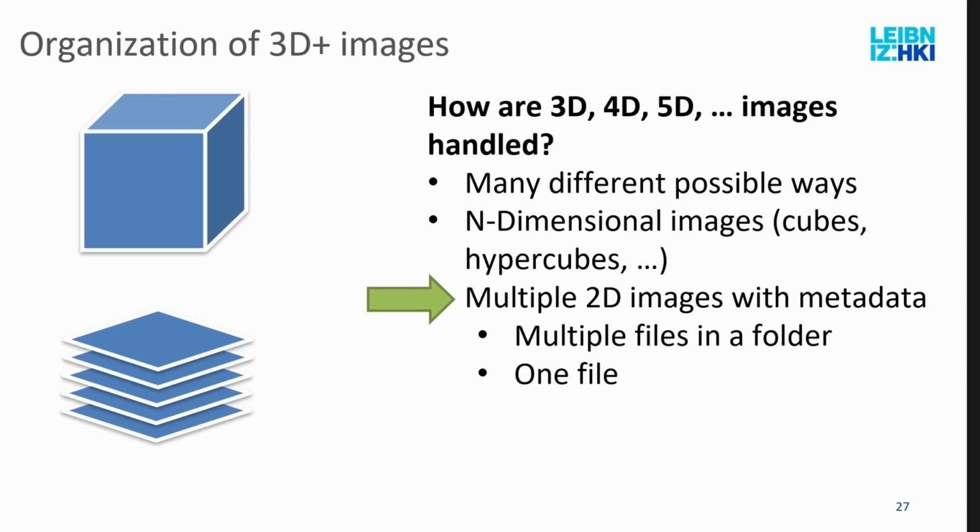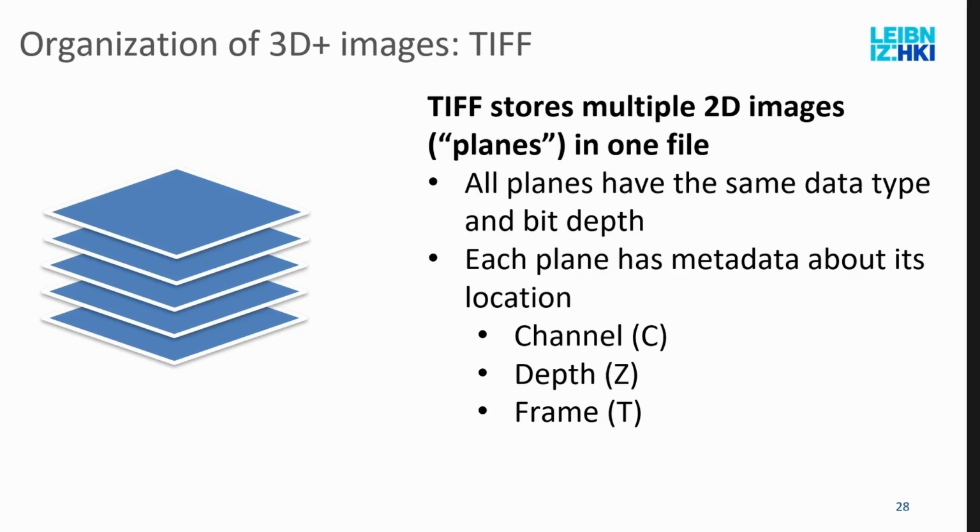So there are actually tools that can basically store them as you think. You store a three-dimensional image as a cube, or a hypercube if you have four-dimensional images. But the most common way to store multi-dimensional images is you have 2D image planes and they basically stack on top of each other. This is still the most common way. You can also split it up nicely and it's very compatible with everything. Sometimes in one folder you have multiple files. Sometimes you have one file that has them organized in some way internally. And this is basically what TIFF does.